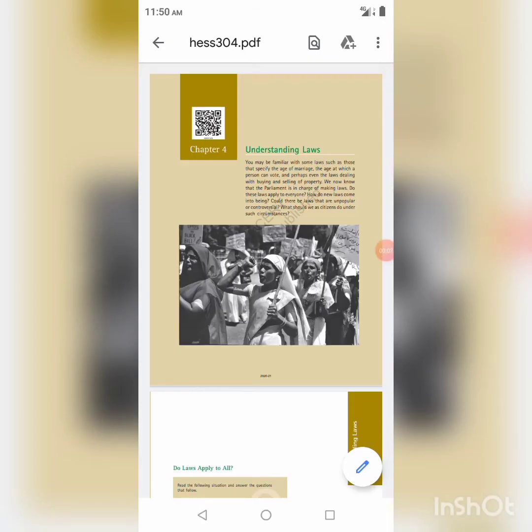Today we will discuss class 8 Civics chapter 4, Understanding Laws. In this chapter we will discuss the laws. Do laws apply to all? How do new laws come about? Unpopular and controversial laws.